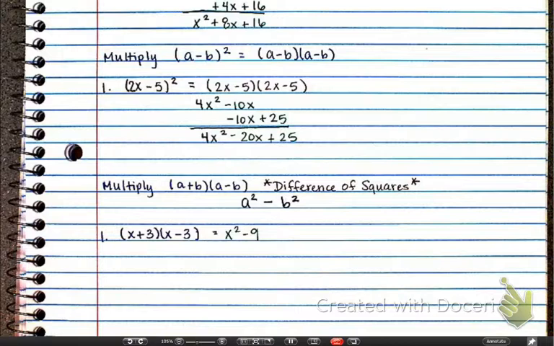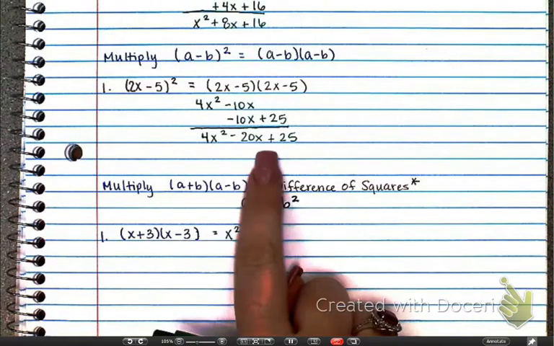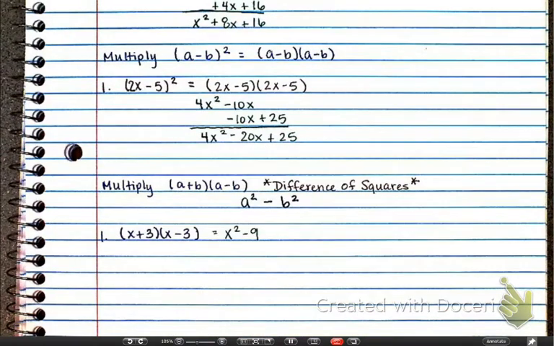I want you to distribute or use the box right now and solve that and figure out why there's no middle term. Like, what happened? Why did these ones have 3 terms and this one only has 2? What's going to happen? So distribute or use the box and see what happens.